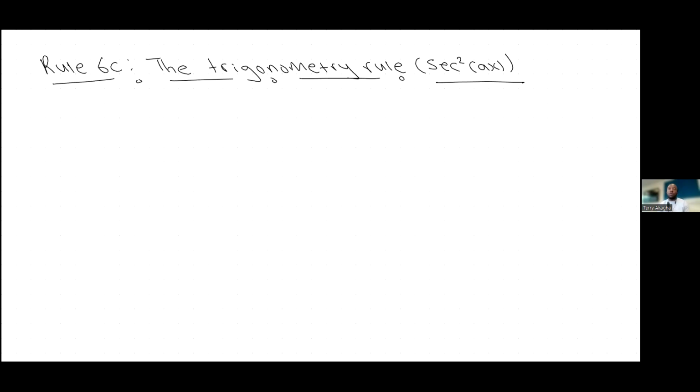So we're going to go to rule 6C, which is going to talk about sec squared. How do you integrate sec squared? In the previous video, I talked about how to integrate sine or cosine or minus sine minus cosine, still the same principle. But now I'm going to talk about how to integrate sec squared, all right? And like I said in the previous videos, this video has the same 5 steps as the sine and cosine. So instead of having sine here, you're going to be working with sec squared.